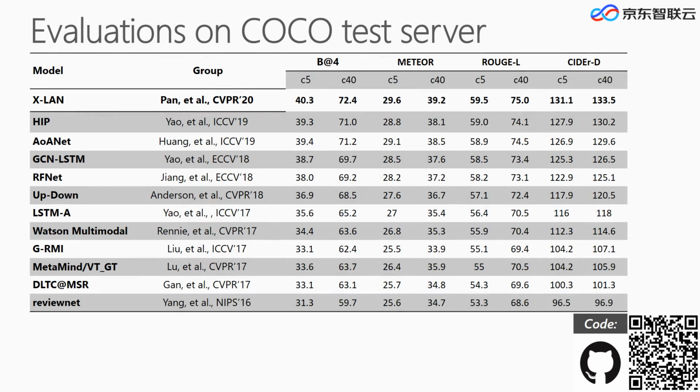We also submitted a run of X-LAN to the online COCO testing server. In terms of all the evaluation metrics, X-LAN leads to a performance boost against other captioning systems. The source code of our X-LAN has been released on GitHub. You are welcome to use it.